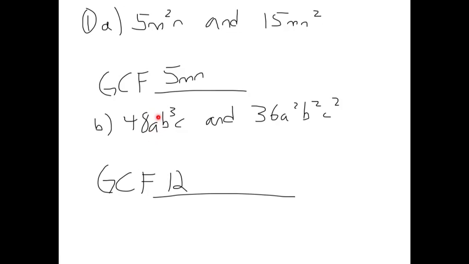Analyzing the a's, I've got a to the 1 and a squared. So the largest thing I can pull is a. The b's, I've got b cubed and b squared. So b squared is the largest thing I can pull. And c to the 1 and c squared, so the largest thing I can pull is just plain old c. Okay, so there's my GCF.